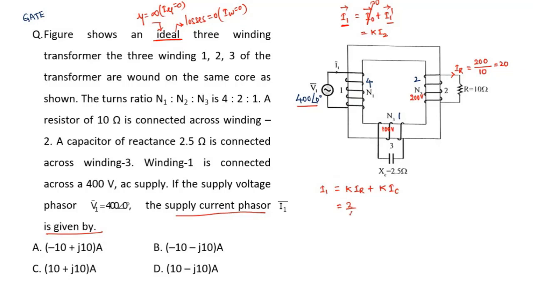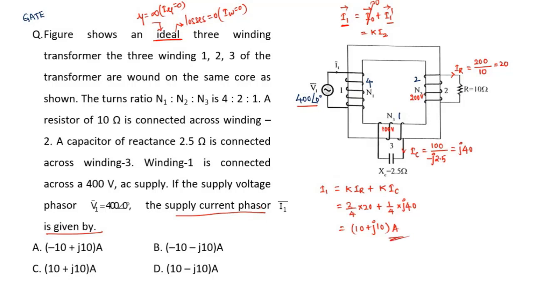You will get it as 2 by 4 times 20. And similarly, K is N3 by N1, it comes out as 1 by 4 times IC. IC is going to be voltage divided by the reactance or the impedance. I can write it as 2.5. To say exactly, you have to write it as minus j 2.5. So you'll be getting it as plus j 40. So if I write IC as plus j 40, then I can write here it as 10 plus j 10.